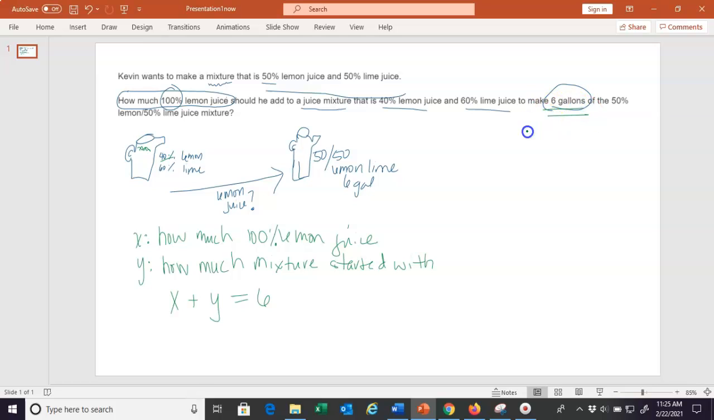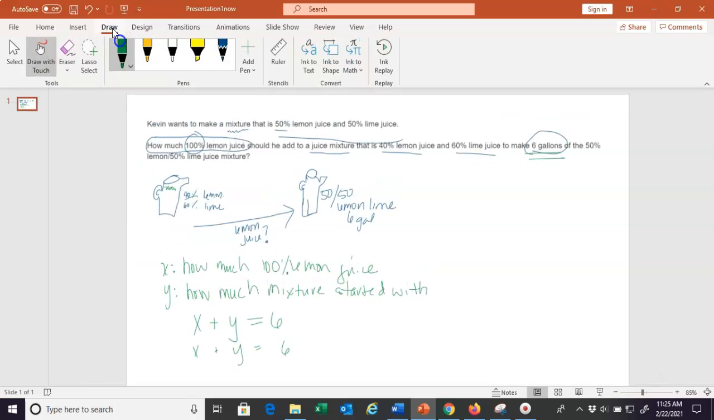We want it to make 6 gallons. Now the second equation is where the percents will come in. So we have our general equation that we used, right? But we need to insert the percents now.